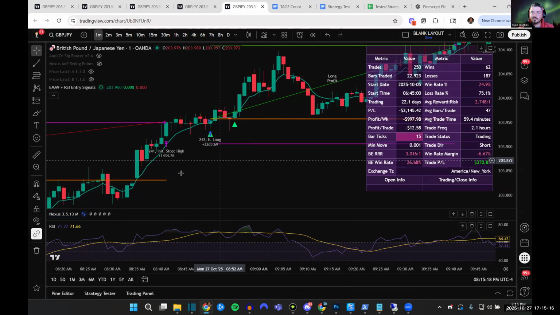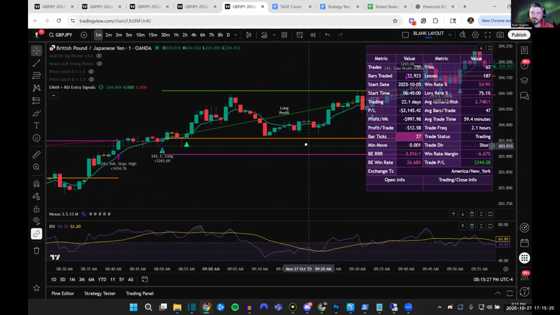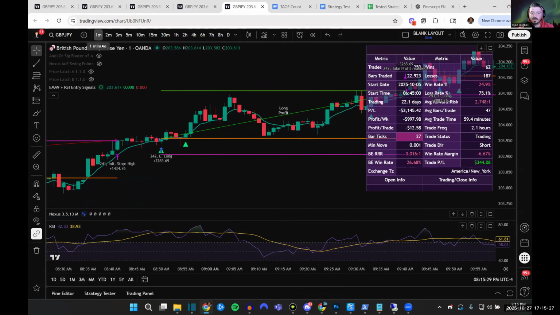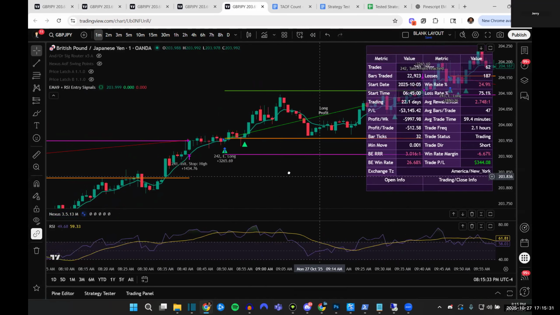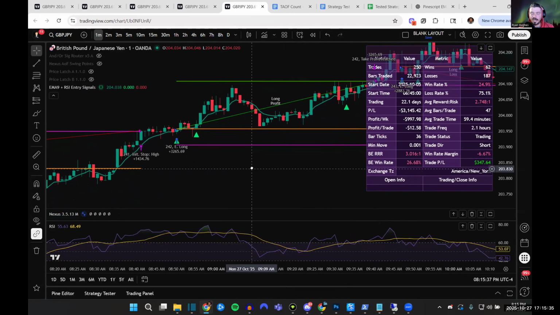Anyway, we attached it to Nexus now, and here are the results of what we have. We have a 24% win rate. We have 250 bars looked back there. We're on a 1 minute time frame, so it's a pretty quick time frame. And so it's no surprise that it's not doing that wonderful.